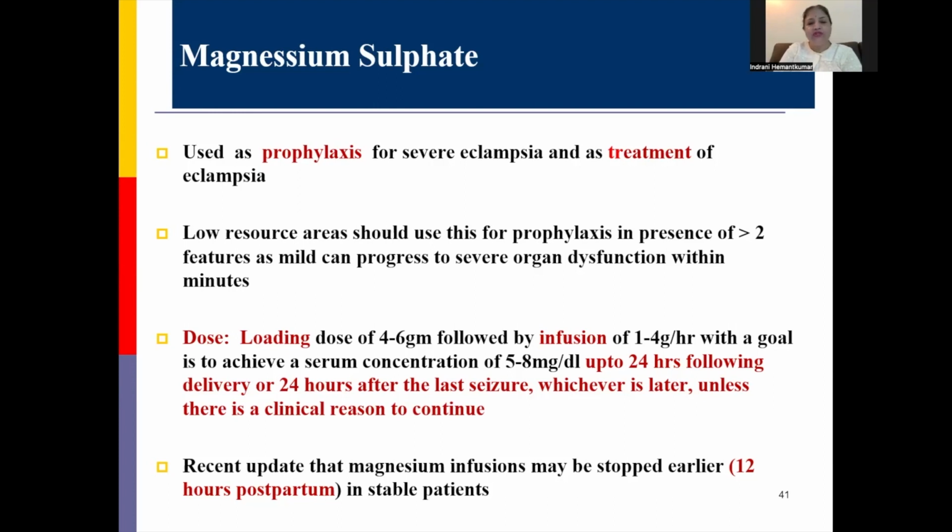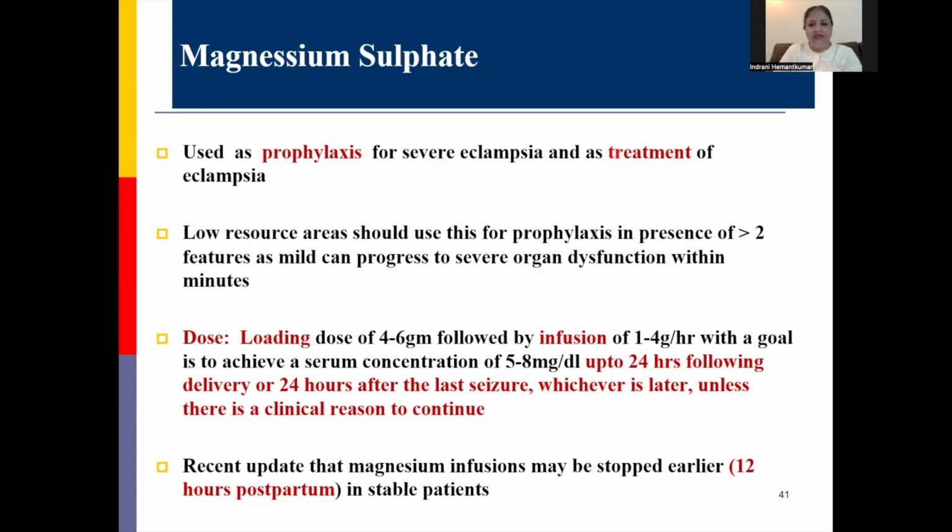The loading dose is about 4 to 6 grams, followed by an infusion of 1 to 4 grams per hour, with a goal to achieve a serum concentration of about 5 to 8 milligrams per deciliter, up to 24 hours following delivery or 24 hours after the last seizure. Giving it intramuscularly can also be done, but it is always better to give magnesium sulfate IV in these patients.